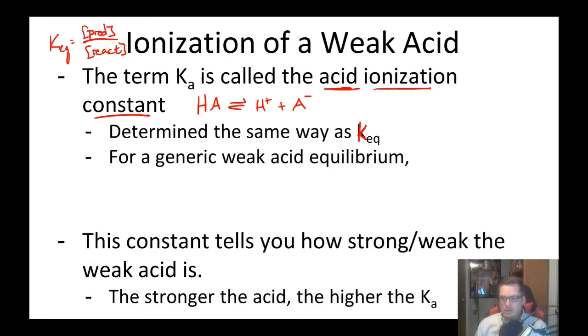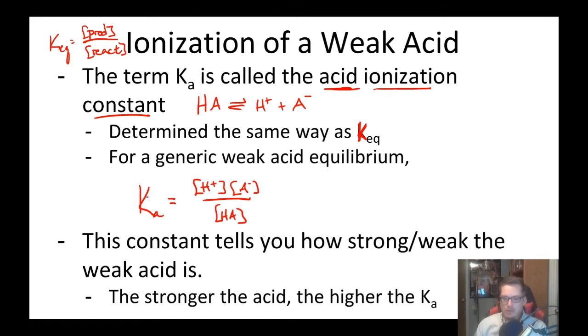Remember, it's a capital K, not a lowercase k. I don't know how that snuck its way into my presentation. But anyway, capital K. So for a generic weak acid equilibrium, what would our Ka be equal to? Well, remember, Ka is found the same as our KEQ, so it's the concentration of the products over the concentration of the reactants. Products are H plus and A minus, so it'd be the concentration of H plus times the concentration of A minus, all over the concentration of HA.